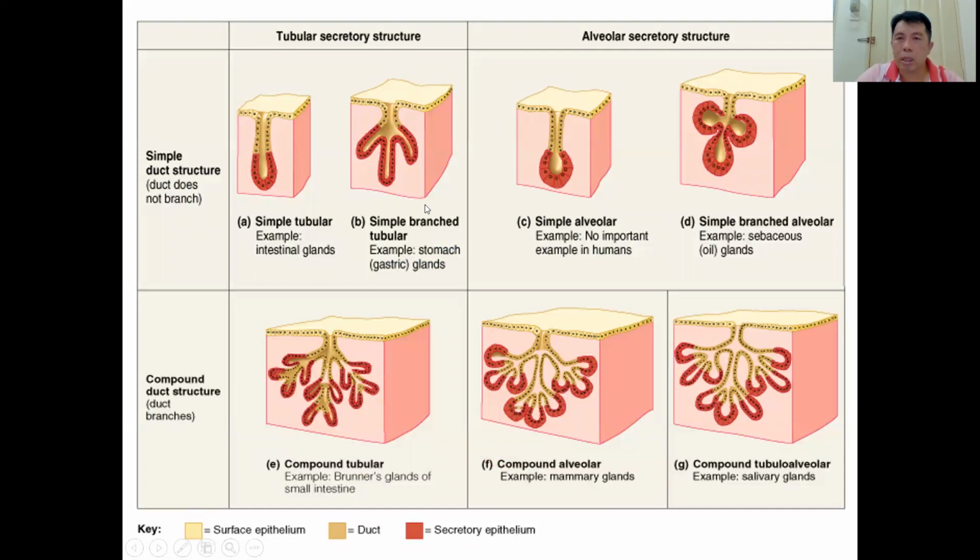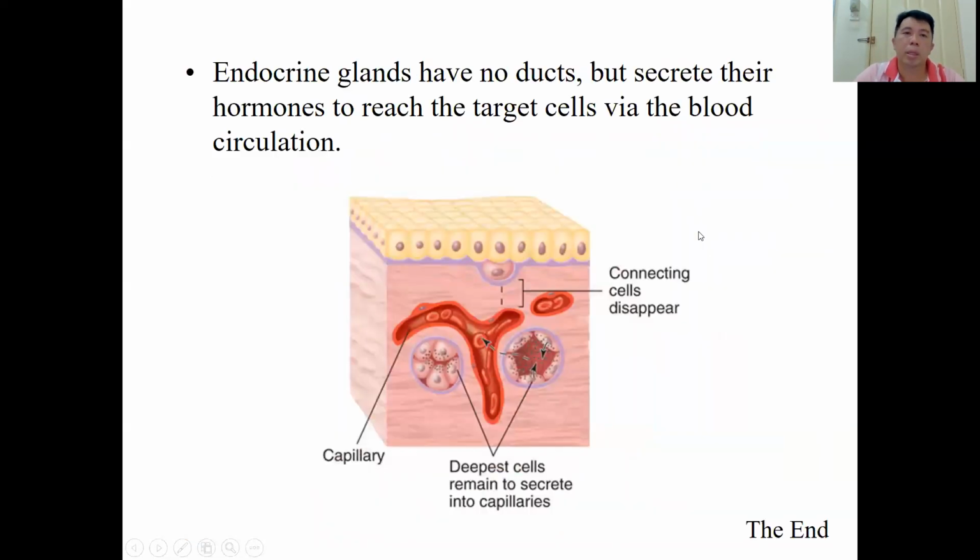This is the different types of exocrine gland. This one is not in your syllabus, just for your information. There are many types. Endocrine glands are ductless and secrete hormones into the blood, which then circulate to the target cells.